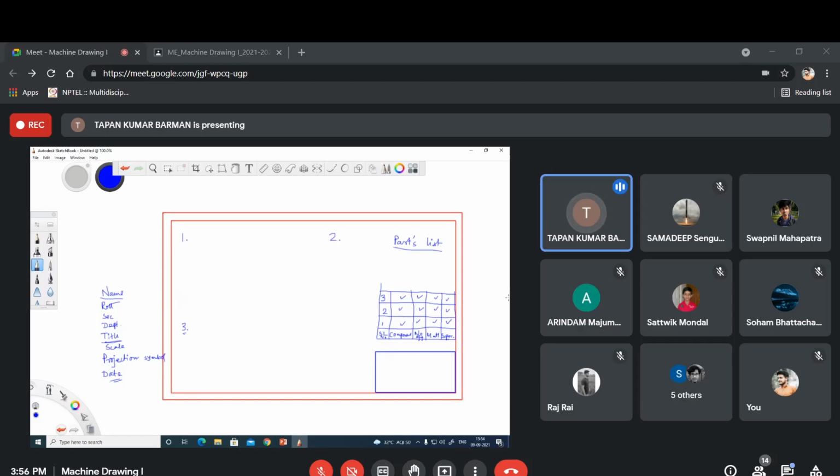So right now, what you can do, you may start the drawing. You may draw at least 2 views for each component. You can also complete the nameplate without the title of the drawing. You may also make the table, but you cannot complete the table there because you do not know the material and all other things.